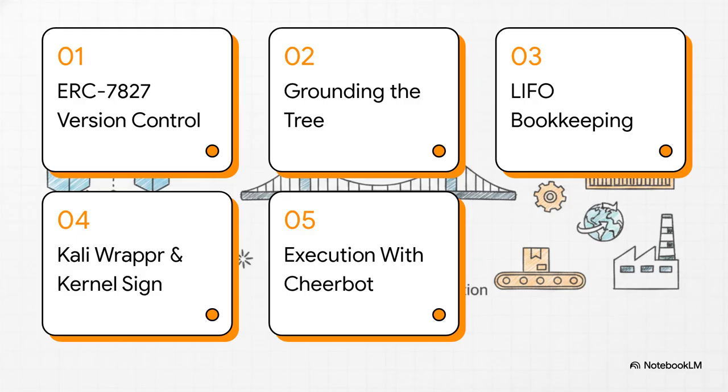We'll start with Section 1, enter ERC-7827, version control. Then Section 2, grounding the upside-down tree. Section 3, LIFO and single-entry bookkeeping. Section 4, Kali wrapper and kernel sign. And finally, Section 5, physical execution with Cheerbot.